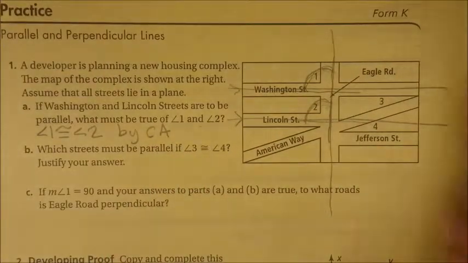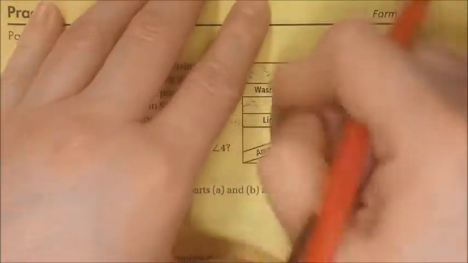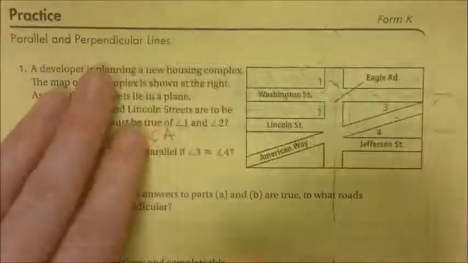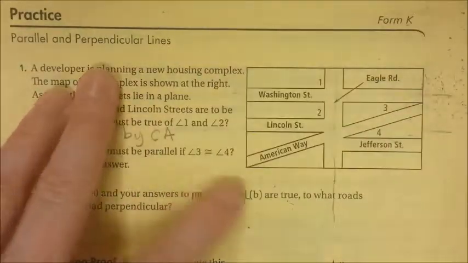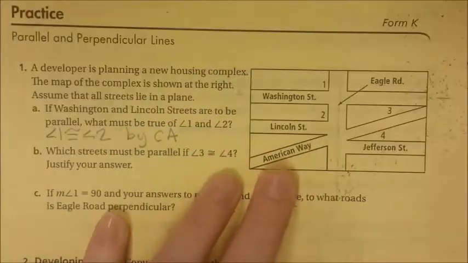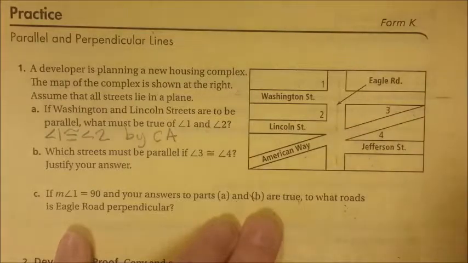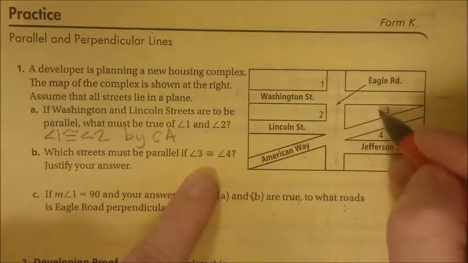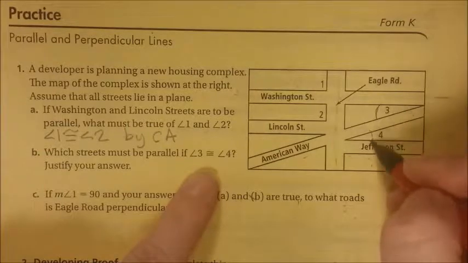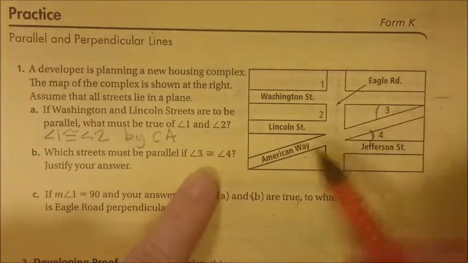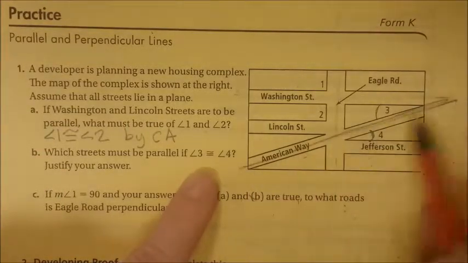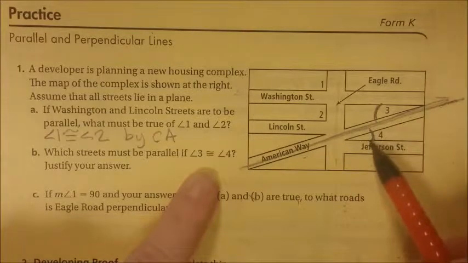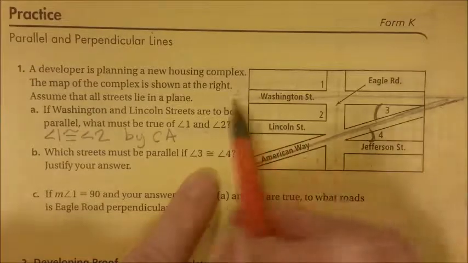I'm going to erase my lines here, so I can do part B. Which streets must be parallel if angle 3 is congruent to angle 4? Well, I see a transversal here. If those are congruent, then we must have parallel lines.